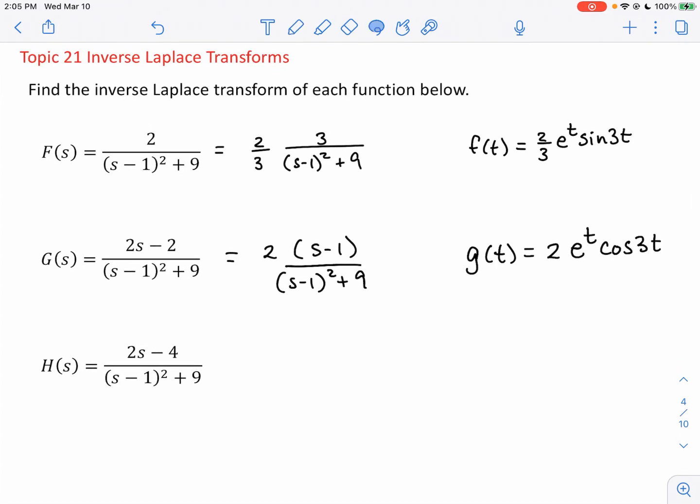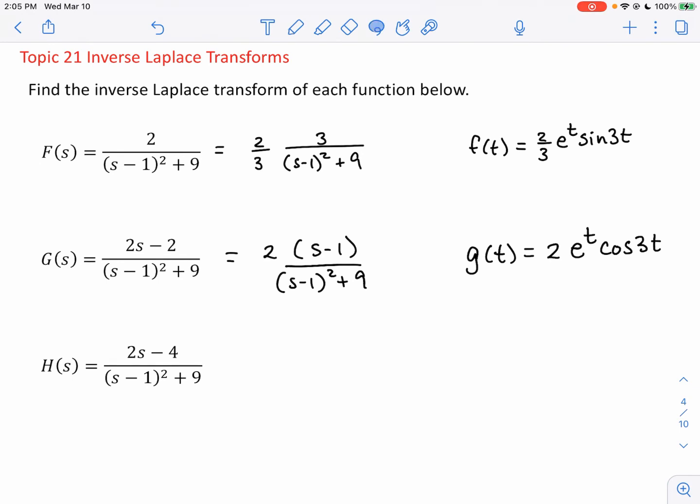Okay, now the third one in this slide is, now we've changed this to an s minus 4. So if I factor a 2 out of that, that's going to leave an s minus 2. And the s minus 2 no longer matches the s minus 1. So I won't be able to invert this if I go down this path. So let me delete this.